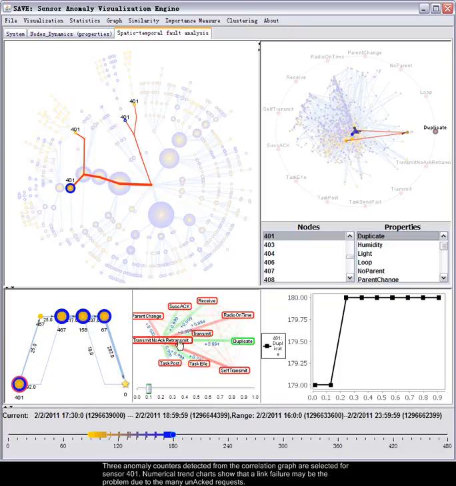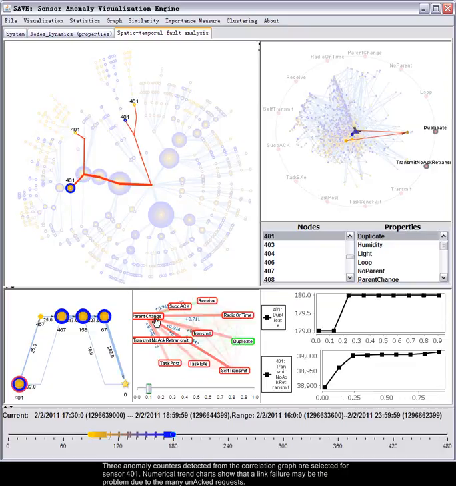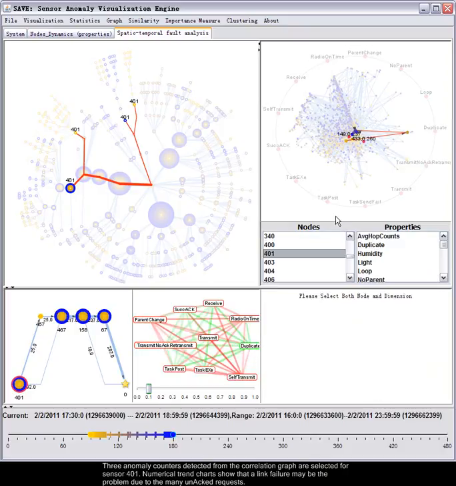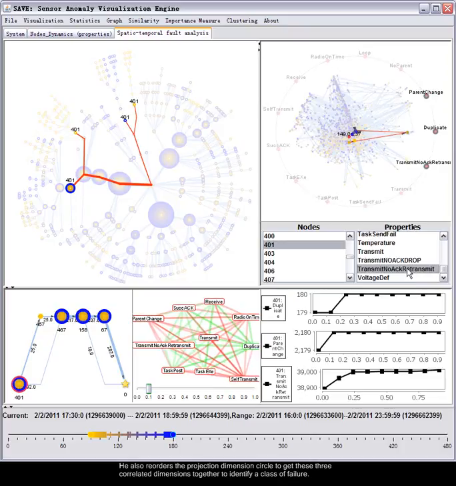Numerical trend cards show that a link failure may be the problem due to the many unactioned requests. He also reorders the projection dimension circle to get these three correlated dimensions together to identify a class of failure.